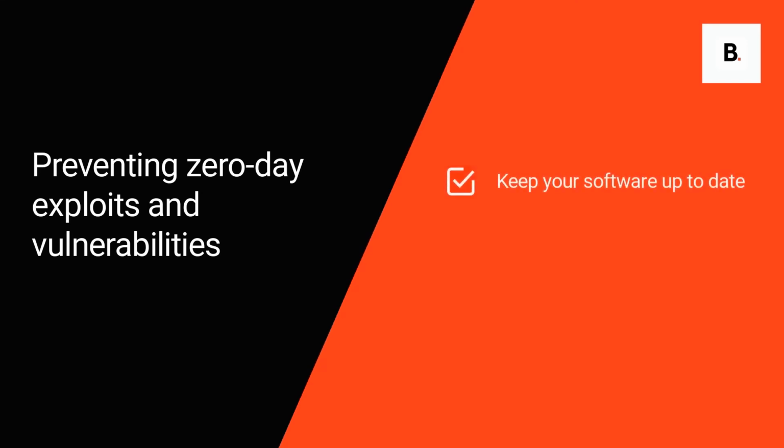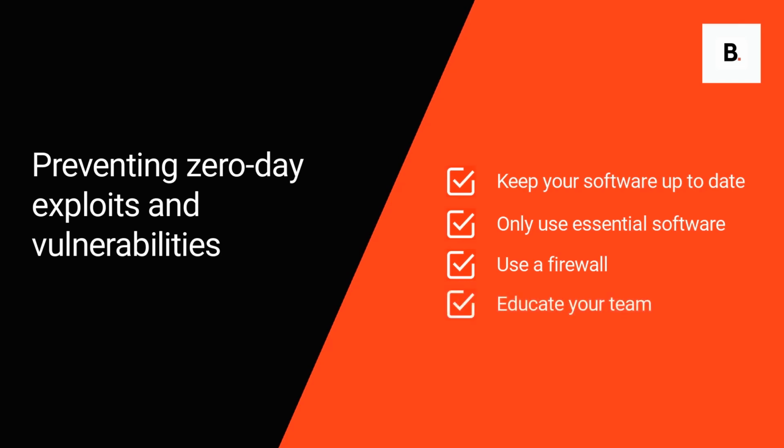1. Keep software up to date, ensuring security patches are in place to reduce the risk of malware infection. 2. Only use essential applications. The less applications you have downloaded, the less data you're putting at risk. 3. Use a firewall to monitor and block suspicious activity, such as zero-day exploits. 4. Educate your team on social engineering and phishing techniques, helping to mitigate any zero-day exploit attempts. 5. Use antivirus software to protect against both known and unknown threats.